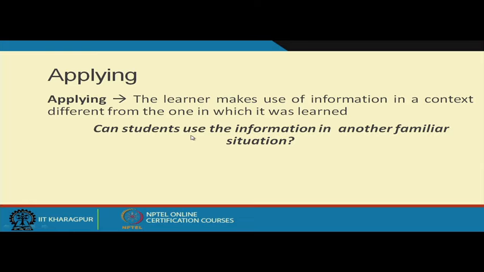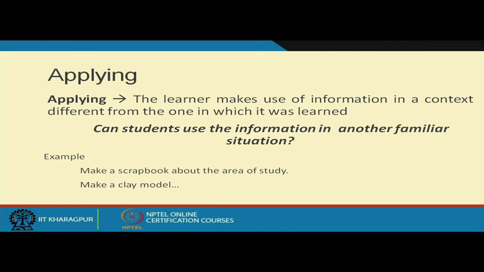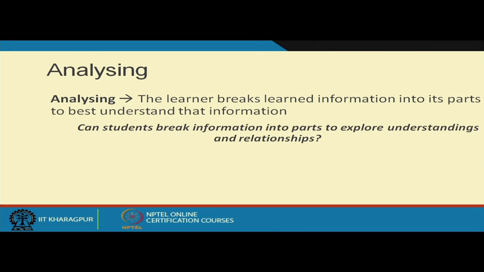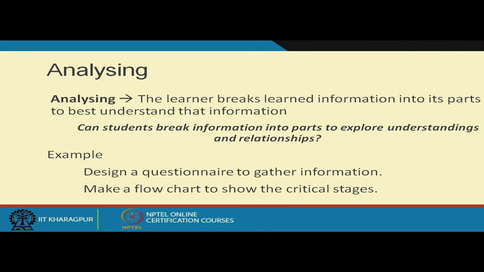Applying is the same as in the old Bloom taxonomy. Can students use information in another familiar situation? For example, make a scrapbook about the area of study, or make a clay model. A clay model, in that case, is applying it. Analyzing: can students break information into parts to explore understanding and relationships? For example, design a questionnaire to gather information. So they are analyzing it. Or in your research, make a flow chart to show the critical stages. That is the analyzing level.